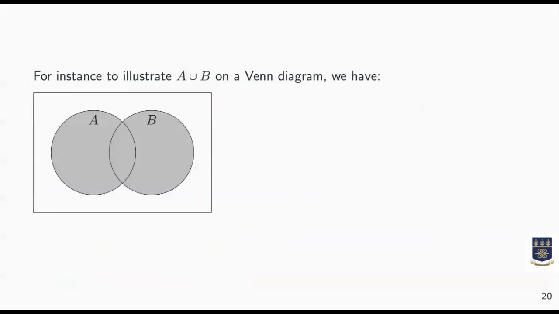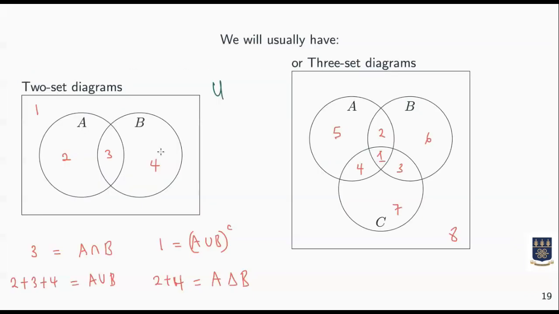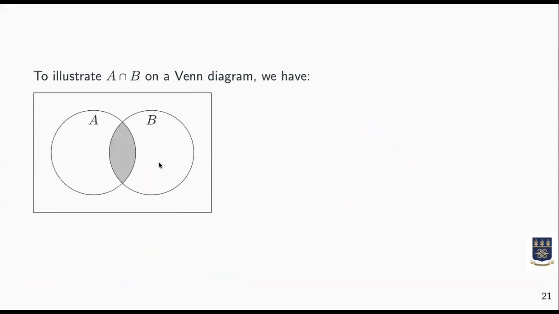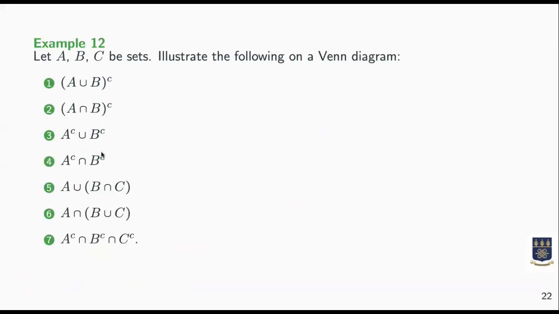And so this is an illustration of A union B. Once you see what A union B is, you realize that in the previous diagram, that's what I had here. So A union B would be all of this. For A intersect B, it's just the middle part, because we want the elements to lie in both A and B. And so we're going to look at this as well. We'll discuss this in class.